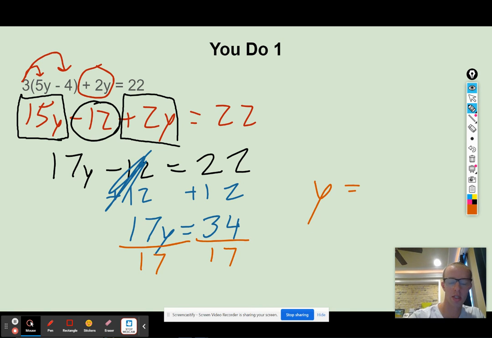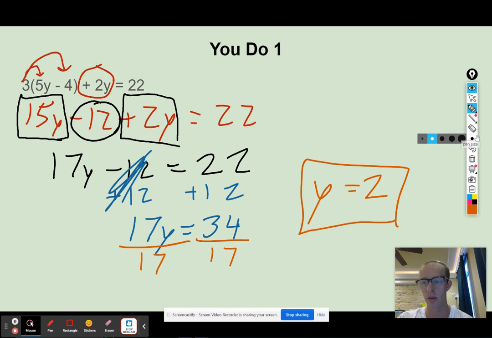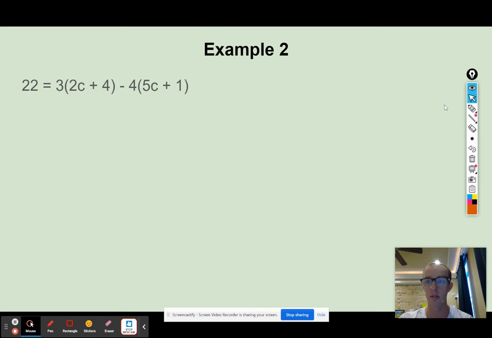Y equals 34 divided by 17 is 2. All right. It's a little bit of a difficult one. I should probably give a calculator in this situation. But all right, so hopefully you got y equals 2. If not, maybe rewind and watch again. All right, let's do example 2.